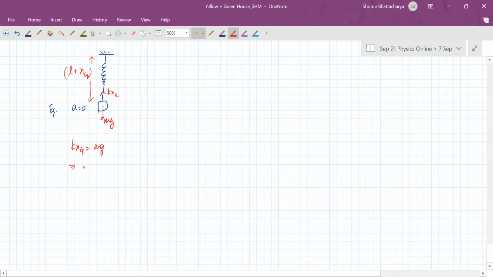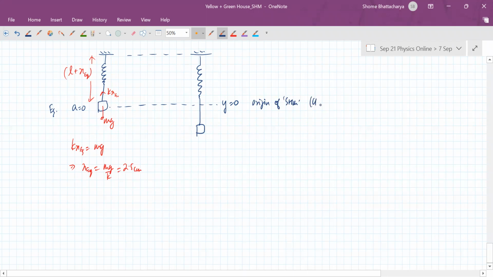So that's how we are getting the equilibrium situation, which works out to be 2.5 centimeters. Now from here, what we are doing is initially we are pulling the block down by a further displacement. So I'll take this as my y equal to 0. This is the origin of the SHM, that is the mean position.